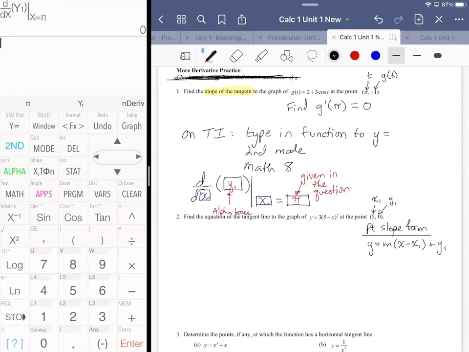The more calculus form of this, we could write it as f prime of a times x minus a, plus f of a, where a represents the x value of the point of tangency.